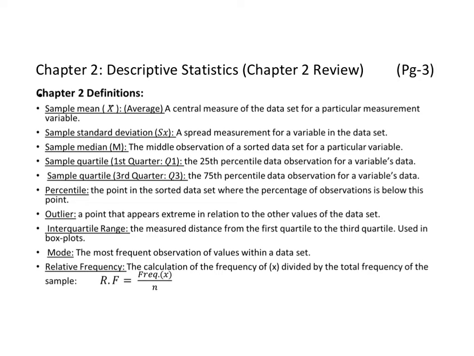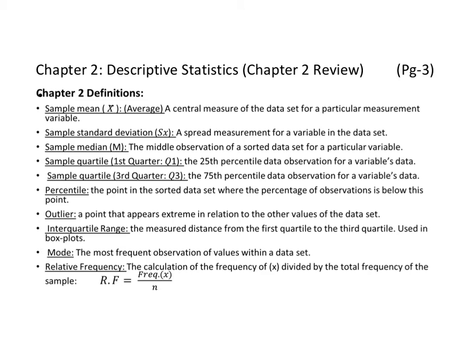A percentile, therefore, is the point in the sorted data set where the percentage of observations is below this point. We're going to look at an outlier. It's a point that appears extreme in relationship to other values of the data set. Eventually, we're going to be able to determine outliers through a measurement called the z-score. And so we'll use the z-score to find outliers ultimately.